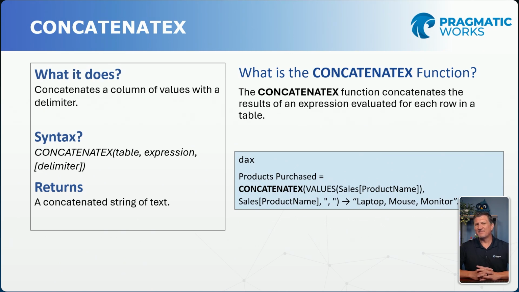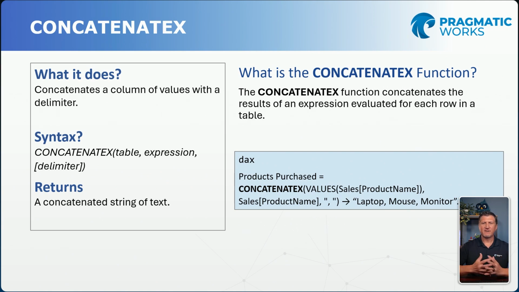The CONCATENATEX function concatenates the results of an expression evaluated for each row in a table. It is used to concatenate or join together text values from a table or table expression, optionally with a delimiter, and optionally sorting the values before concatenation.